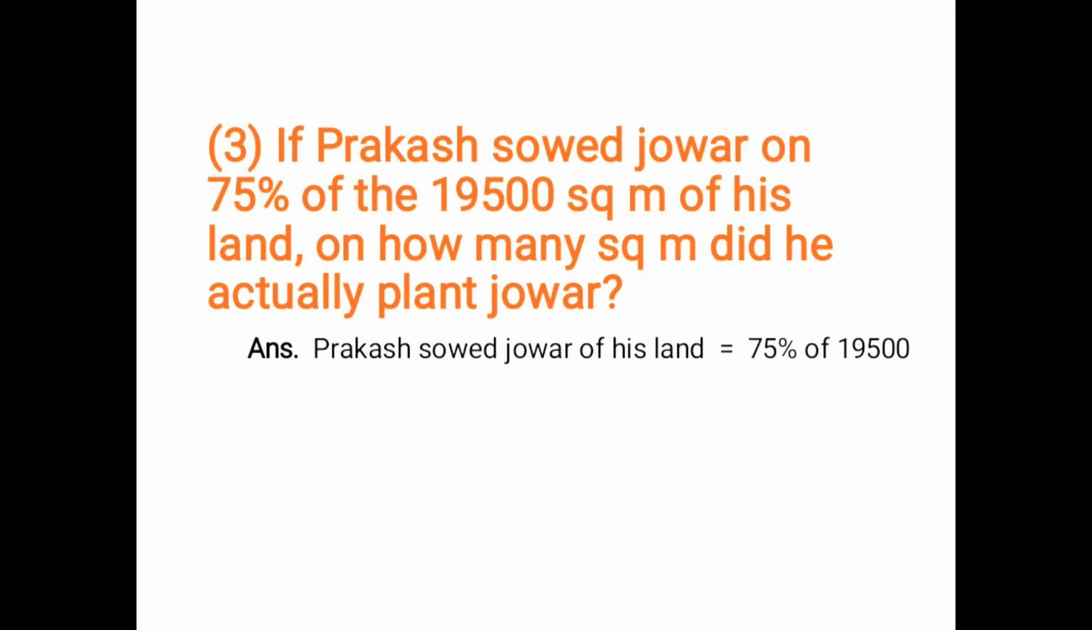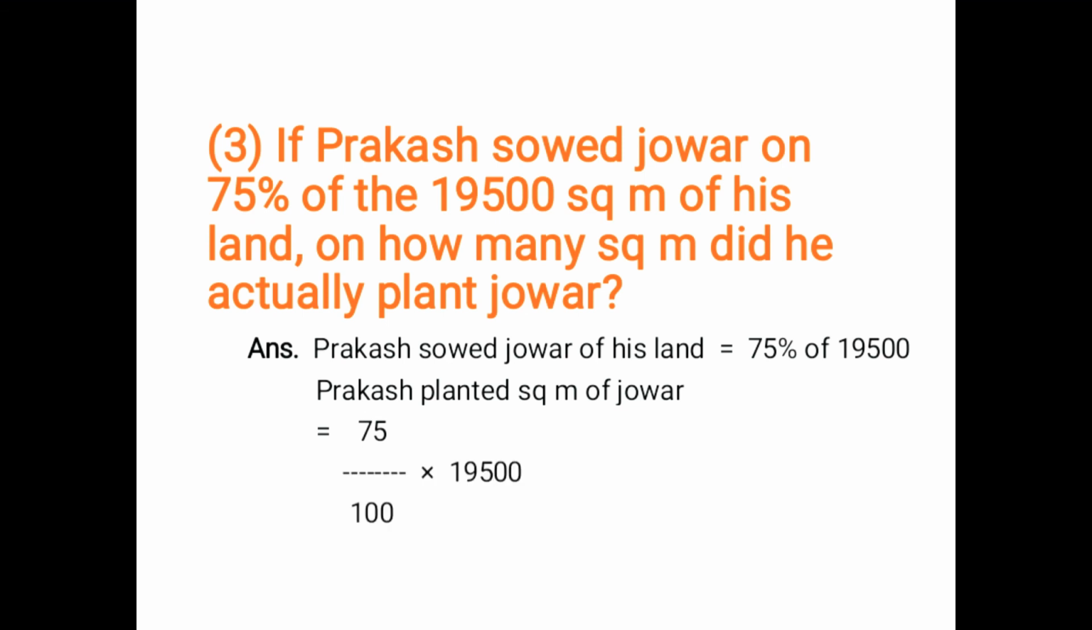So the starting statement you have to write like this. And then, how many square meter did he actually plant jawar? So you have to write a second statement. Prakash planted how many square meter of jawar, and then you have to find the value. 75% of 19,500 means 75 upon 100 into 19,500. Okay. You don't have to find the percentage here. You have to find the value.